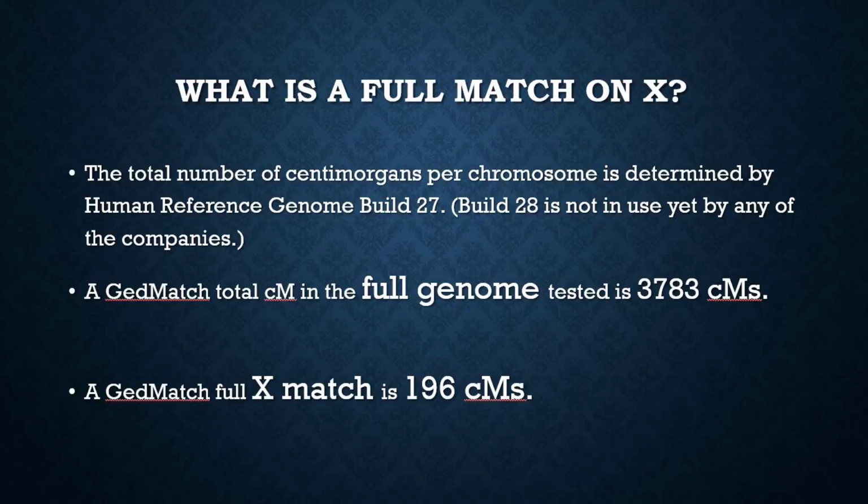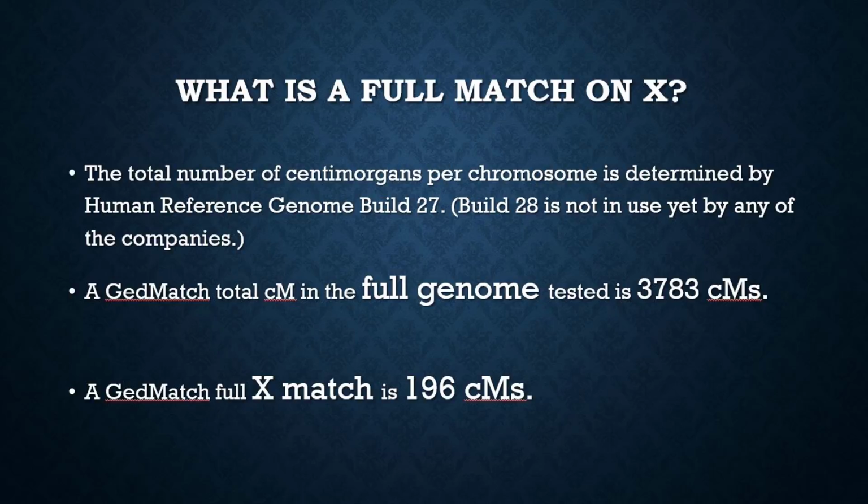The number of centimorgans per chromosome is determined by the Human Genome Project, some of the reference builds. None of that's really all that important. But the full genome in GEDMATCH is 3,783 centimorgans. That's the whole genome being tested at those 700,000 markers, not your whole genome. A GEDMATCH full X match is 196.